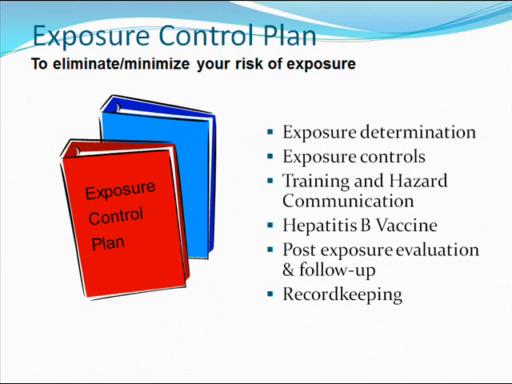HSSE Exposure Control Plan. HSSE will determine the following elements: determination to identify employees who are at risk of exposure, the methods and controls we will use to protect you from exposure to bloodborne pathogens, training and hazard communication requirements, post-exposure evaluation and follow-up procedures if you experience an exposure incident, record keeping including documentation of any occupational exposure incidents, and hepatitis B vaccine.